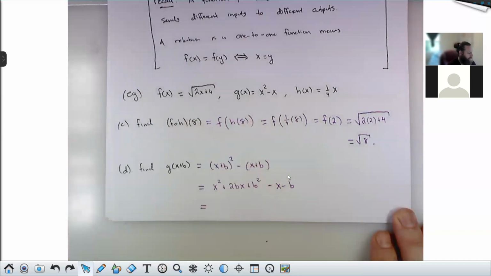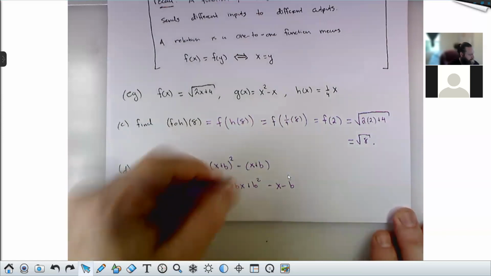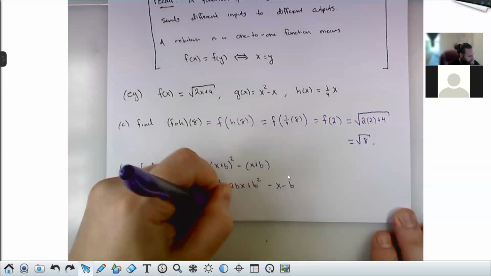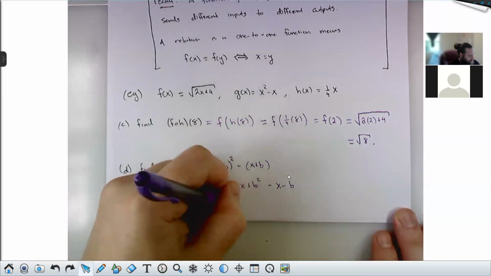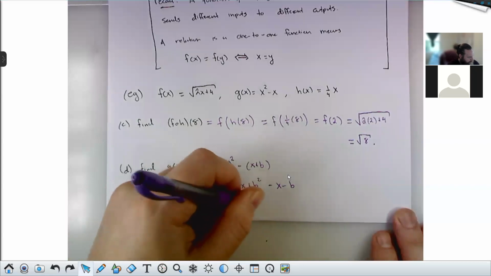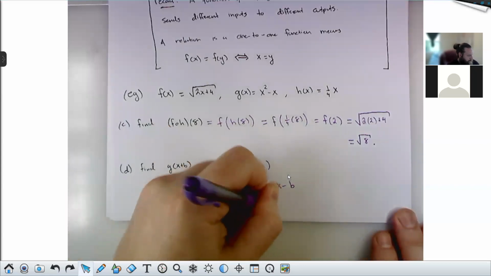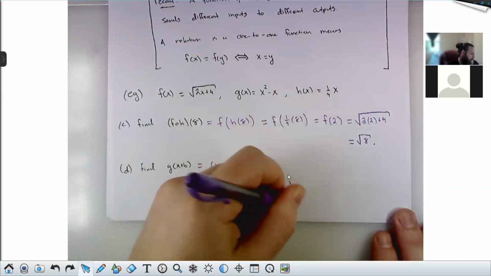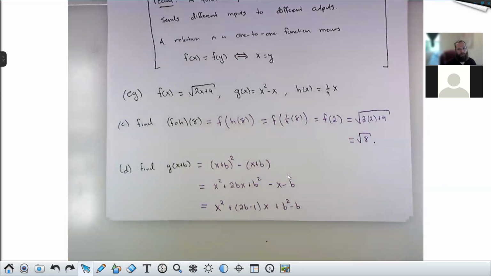And there's really not a whole lot we can do. This 2bx has an x. This guy also has an x. But it's not especially pretty. If you wanted to, you could write this as x squared plus 2b minus 1 x plus b squared minus b, if you wanted to put all the x's together. The 2b minus 1 coming from 2bx minus 1x. So you put those next to each other and then factor the x out to get 2b minus 1.